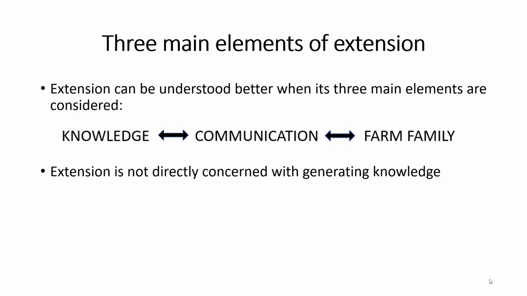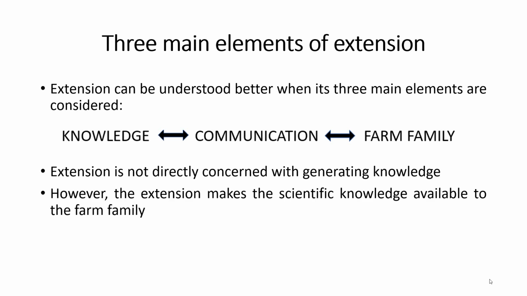Extension is not directly concerned with generating knowledge. However, extension makes the scientific knowledge available to the farm families. Therefore, rural extension is a process whereby knowledge is communicated in a variety of ways to the farm family. This process is usually carried out by an extension agent who is in direct contact with the farmers and their families.